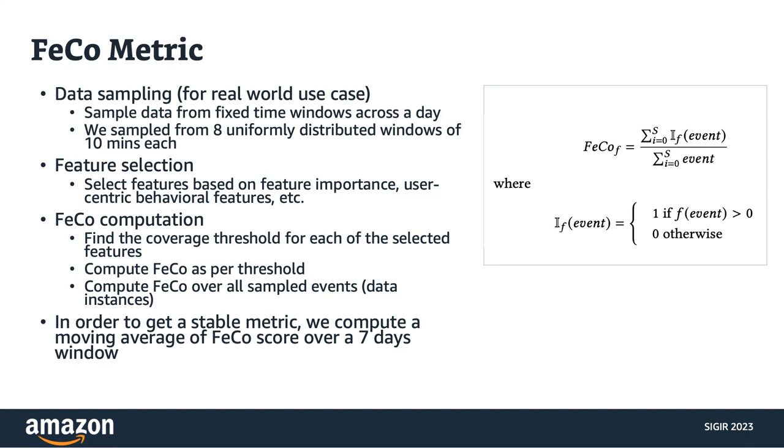In order to get a stable metric, we compute a moving average of the FICO score over a 7-day window. This is particularly relevant for real-world use cases where a feature can have drastic changes between days. So having a moving average of the score helps in understanding the state of the feature.